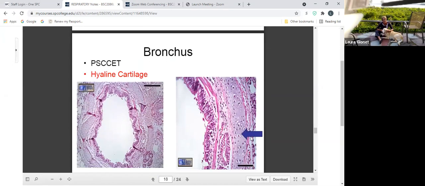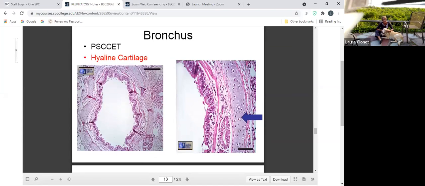These pictures are pretty good. These are great. Now, these are actually from the University of Kansas, from their medical program. But look at those. Wow, you can see the hyaline cartilage all around virtually the entire circumference of that bronchus.